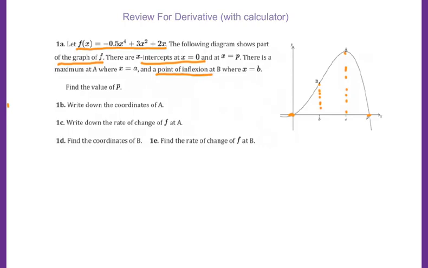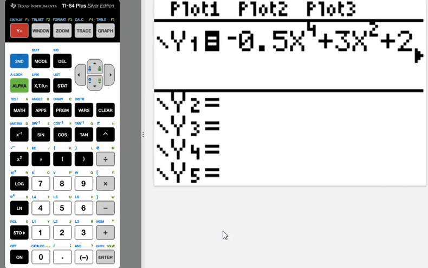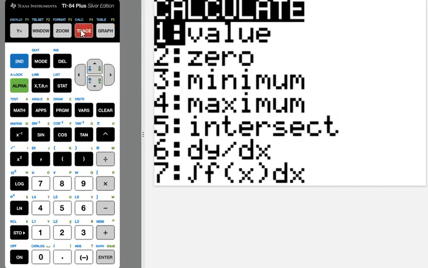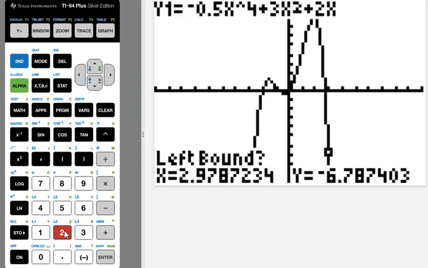Then find the value of p. Since in this problem we can use a graphing calculator, I will show you on the calculator. First of all, we will put the function into the calculator, y1. Then we go to graph. From this graph, you can figure out this maximum point and also this x-intercept. So we go to second trace. Let's calculate. First of all, we want to figure out the x-intercept. That's 0. So I press 2, 0.